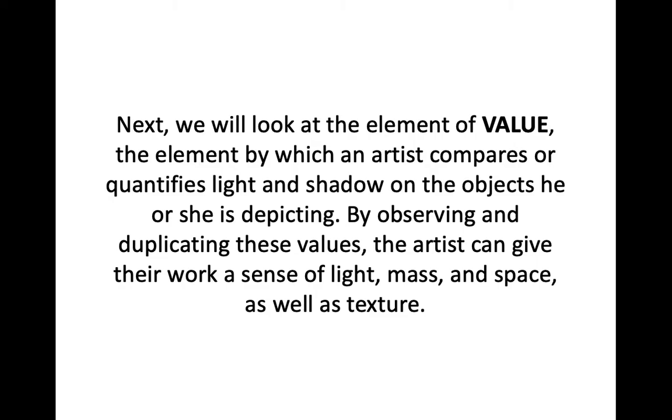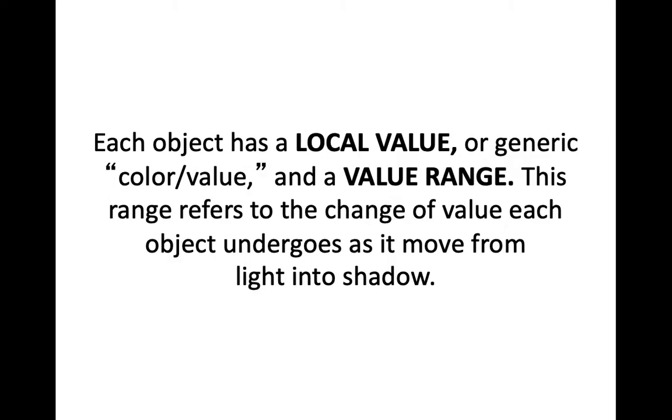So you're translating these values of each object, both the local and the actual values, into a grayscale palette. And by duplicating these, by representing these, you're going to give your still life a sense of light, mass, space, as well as texture. Each object first has a local value, and then it also has a value range. The local value is like red sheet, white skull, black box. That's the local value. But each object has a value range, and that range is the change of value each object undergoes, or the gradation of value each object has on it as it moves from light into shadow.